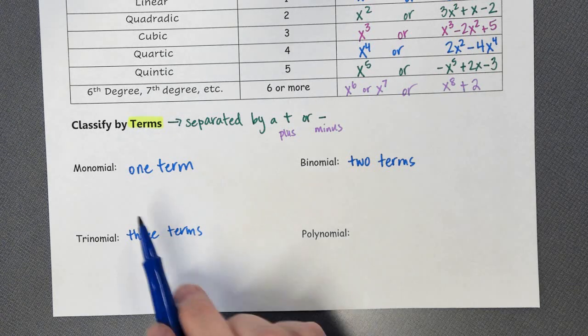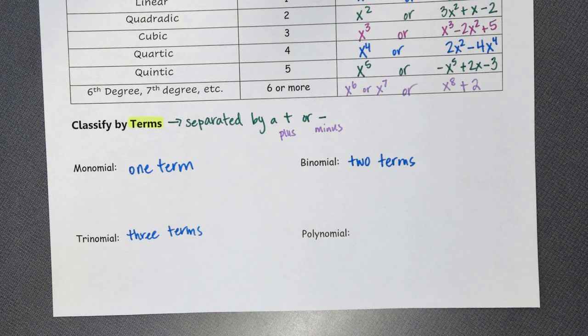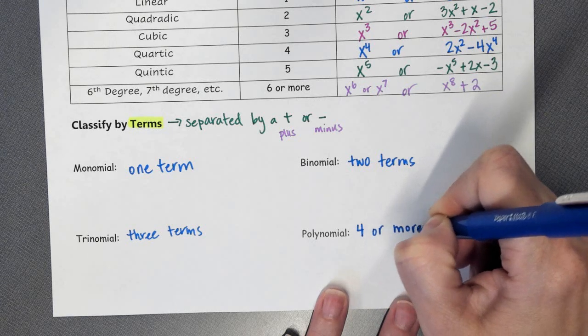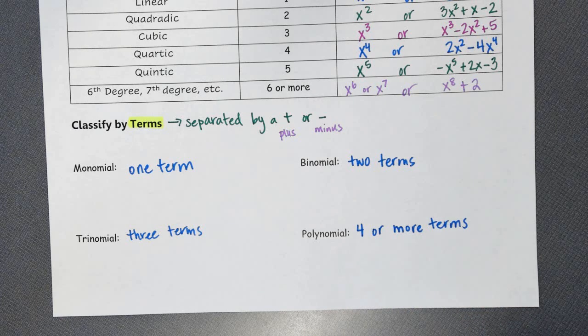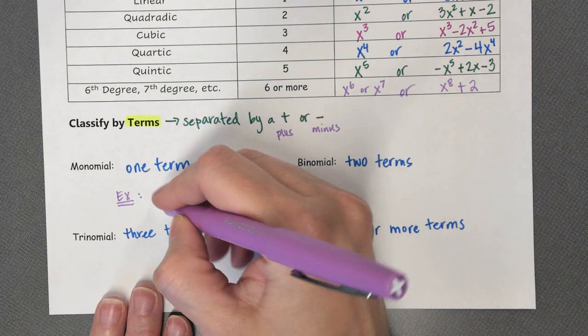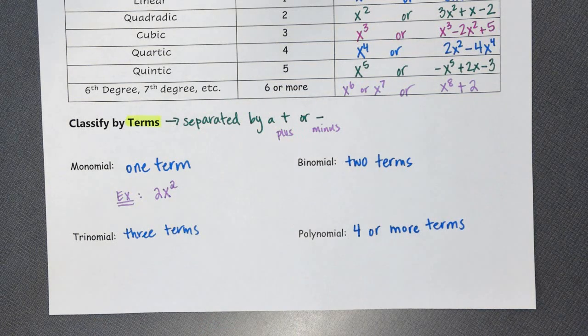Okay, and then these are the only ones that have special names, a monomial, a binomial, and a trinomial. If there's more than 3 terms, so if there's 4 or more terms, we just call it a polynomial. Okay, and then we're going to put in an example for each one. So if there's one term, okay, you can have a number in front, you can have an exponent, you can have a variable, you can have all of those together, okay?